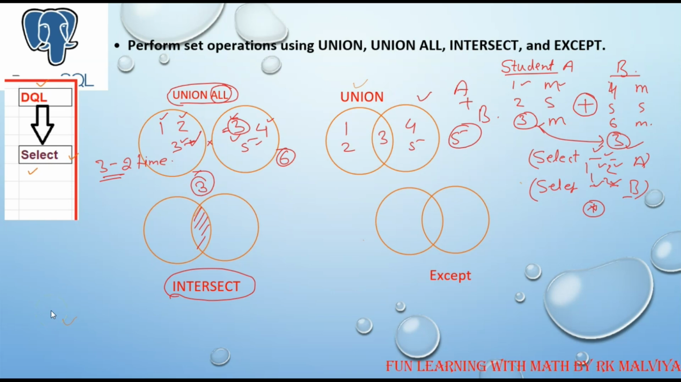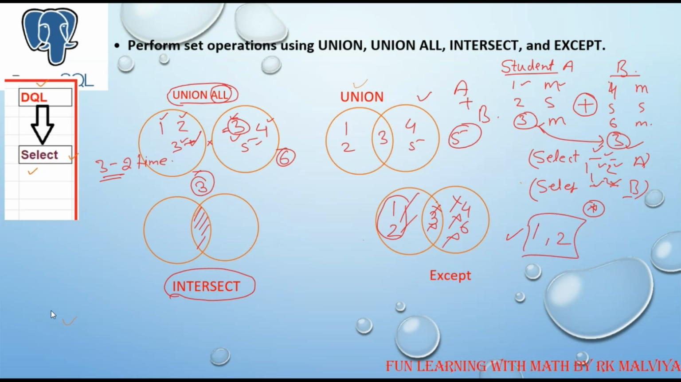The last one is except, just the opposite of intersect. So what is displayed? 1, 2, 3, 4, 5, 6. Here you have 3, here is 4 and 6, and here is 1 and 2. So it displays only this part, 1, 2. It excludes the common one and the remaining side's records. So the answer is display 1 and 2.